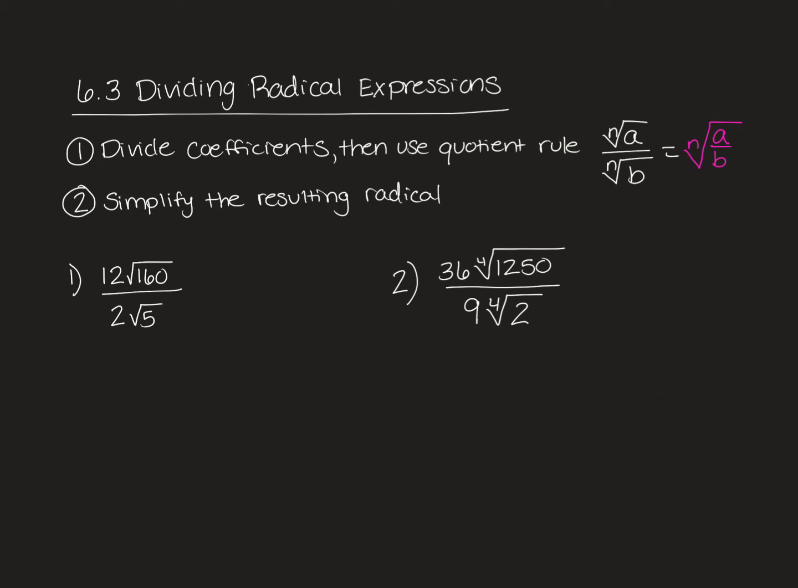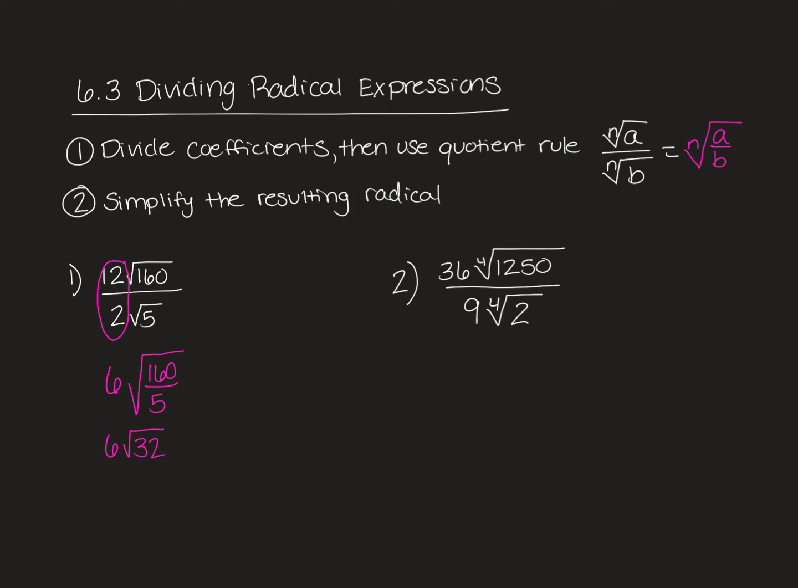So let's look at an example. Number 1, we have 12 square root of 160 divided by 2 square root of 5. First, divide your coefficients. Well, 12 divided by 2 is 6. Then we can use our quotient rule, and we can divide 160 by 5, which will give us 32.